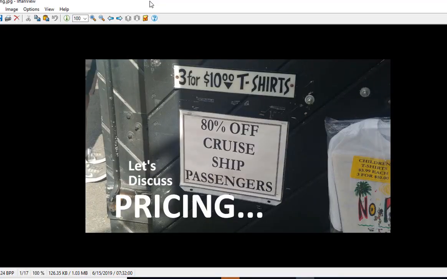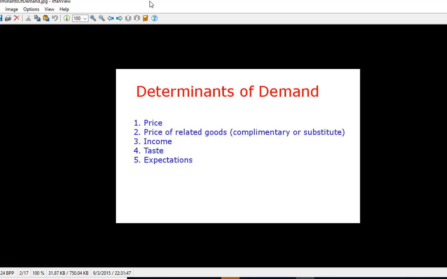Let's talk about pricing. When you look at price, there are two factors, supply and demand. We'll begin with demand. What is the determinant of demand? What is it that makes you want that product? Well, price is one of the factors.